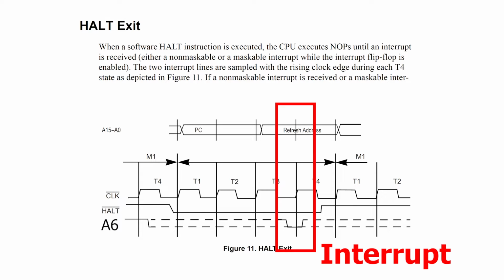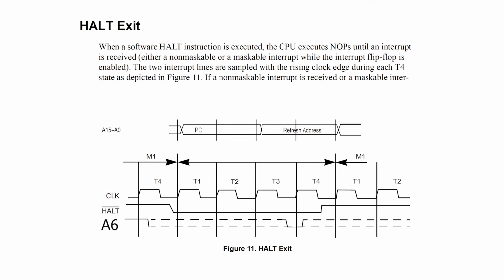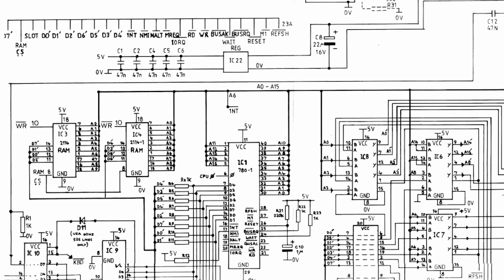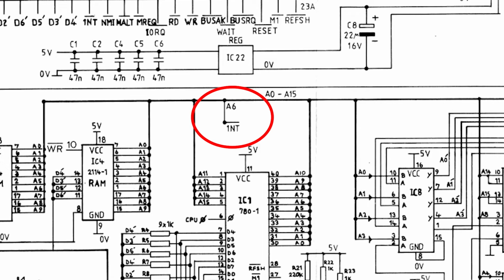It turns out, the Z80 only samples the interrupt and NMI signals when exiting HALT on the transition from T3 to T4. This is when the value in the memory refresh register is being presented on the address bus. If the program counter happens to cause the address line A6 to go low, this will happen in T1 and T2, and no interrupt will occur. Surely they wouldn't have been crazy enough to do this. Oh yes, they would.